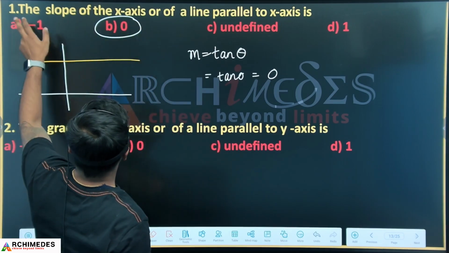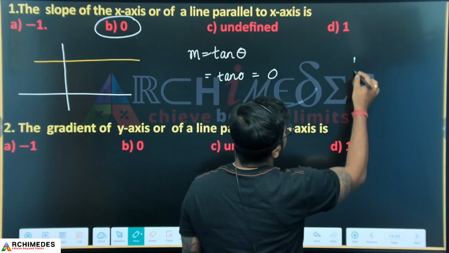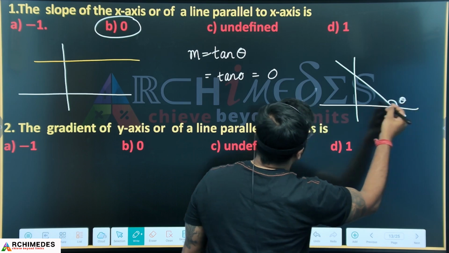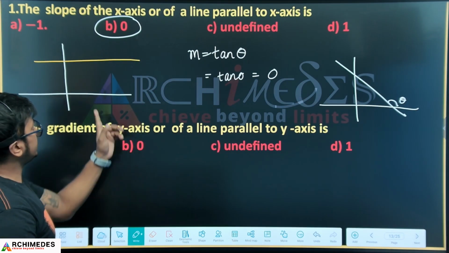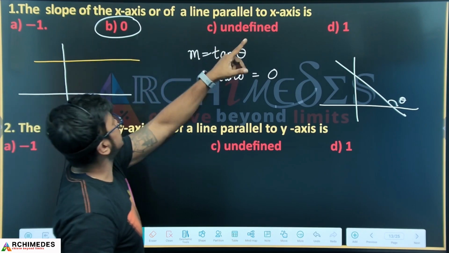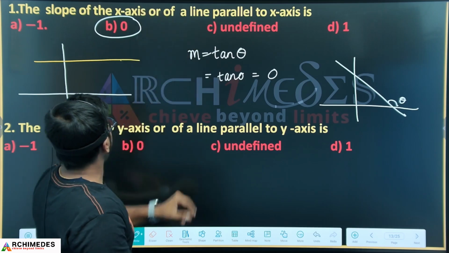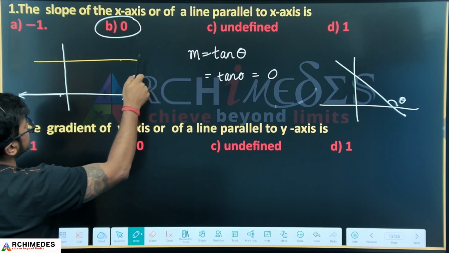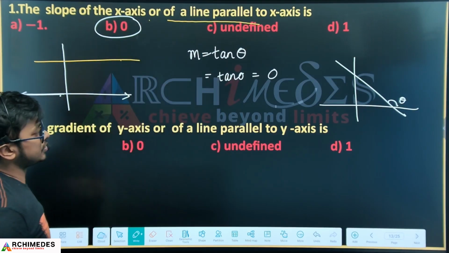Once again I'm recalling. Look over. The slope of the x-axis or a line parallel to the x-axis: how do we find the slope? It is tan theta. But now you cannot form the theta between this line and the x-axis, because they are parallel. With the x-axis, a line parallel to the x-axis is always at 0 degree. Remember that it can also make 180 degree, but for a line parallel to the x-axis there is no angle, theta is 0.